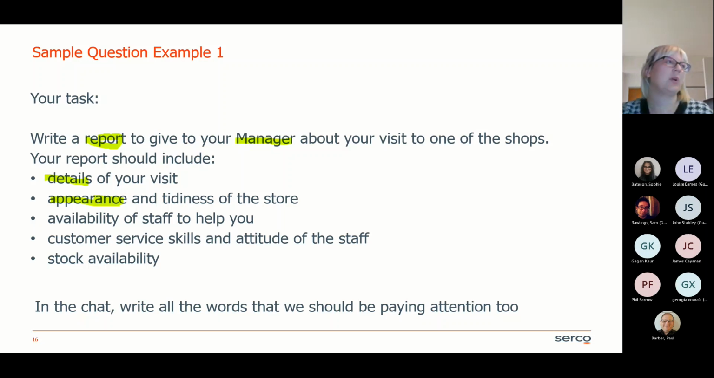What's the time? Oh, okay. So I'm going to give you one more example, and I'm going to see what words you're going to pull out of this next example for me.